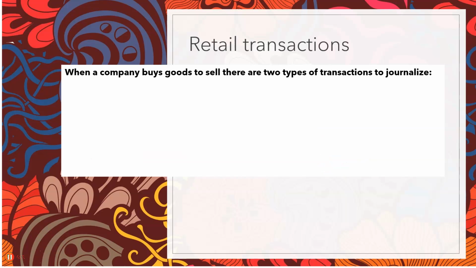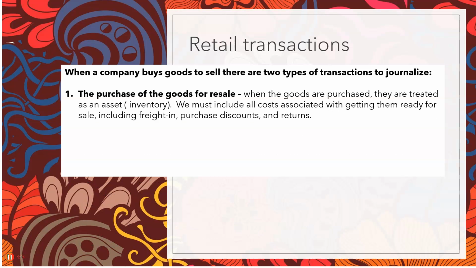Now, when a company buys goods to sell, there are two types of transactions to journalize. First, you have the purchase of the goods for resale. When the goods are purchased, they are treated as an asset. We call it inventory. We must include all costs associated with getting them ready for sale, which include any freight-in charges, purchase discounts, or returns.